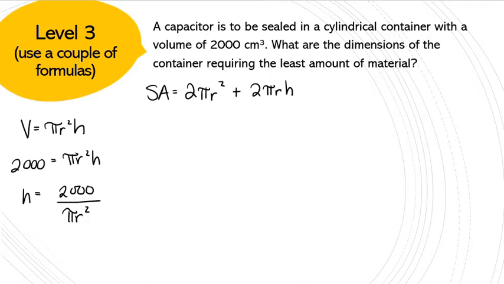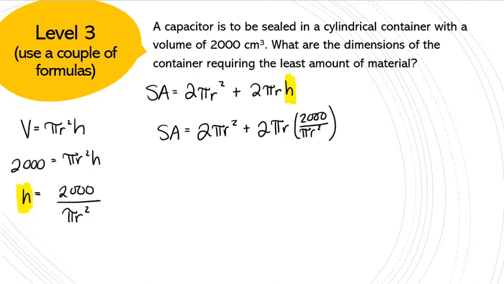Okay, so now I'm going to take this h that I just isolated and put it into the surface area formula for that h. It's all about my masterful use of the English language here. 2 pi r squared plus 2 pi r times 2,000 over pi r squared.